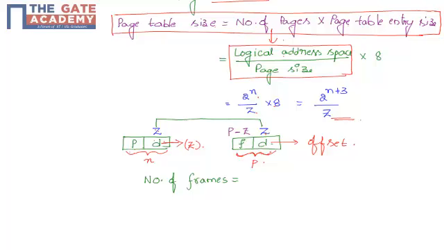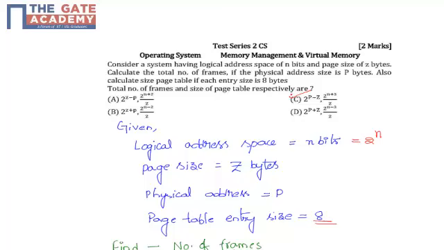Here the physical address is p and we got d value as z, so frames will be p minus z. So the number of frames here is 2 power p minus z. So the answer for this one is 2 power n plus 3 by z, which is page table size, and the number of frames are 2 power p minus z, and both these are in option C. So the answer for this question is option C.